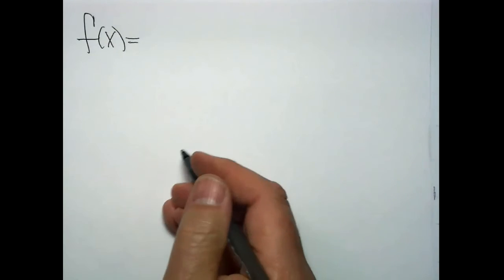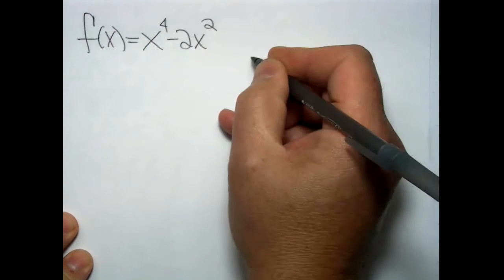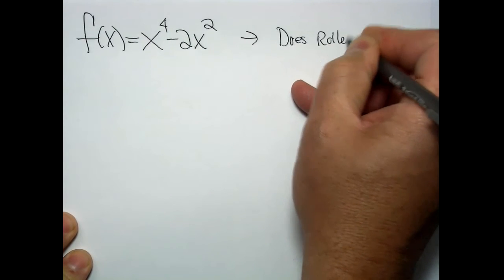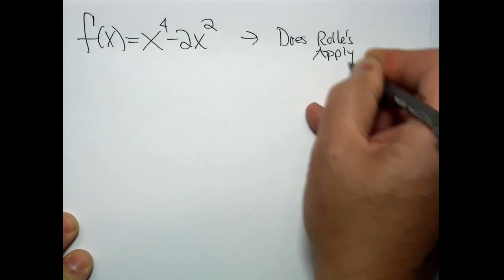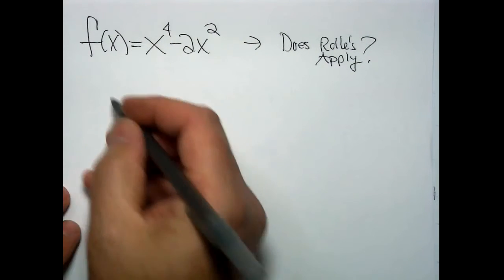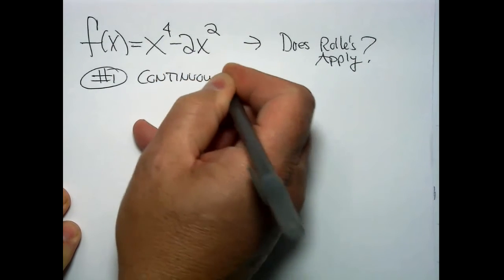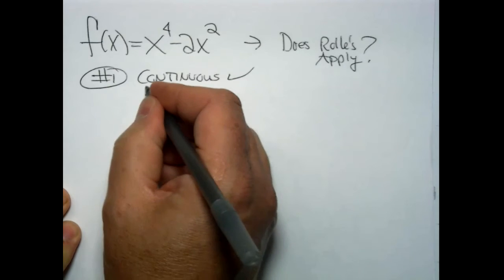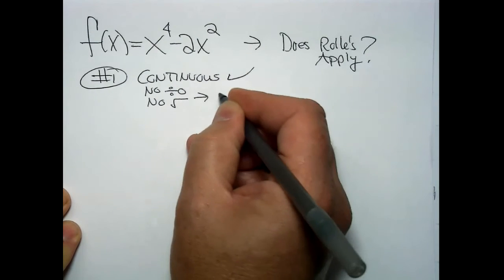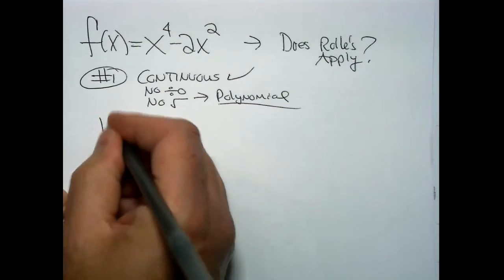So f of x is x to the 4th minus 2x squared. And the question is, does Rolle's apply, first of all? Does Rolle's apply? Well, number 1, continuous. Yes, that's certainly continuous. There's no division by 0. There's no square roots. And by the way, it's a polynomial. So, yes, certainly that applies.